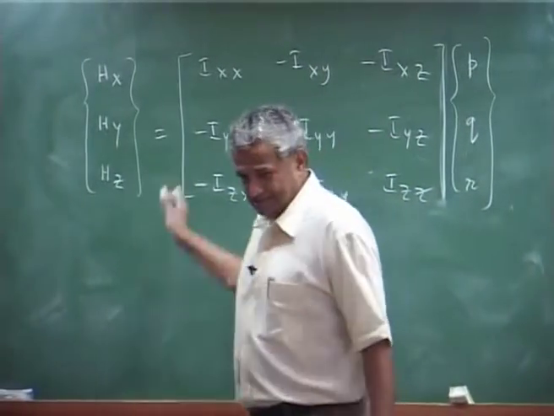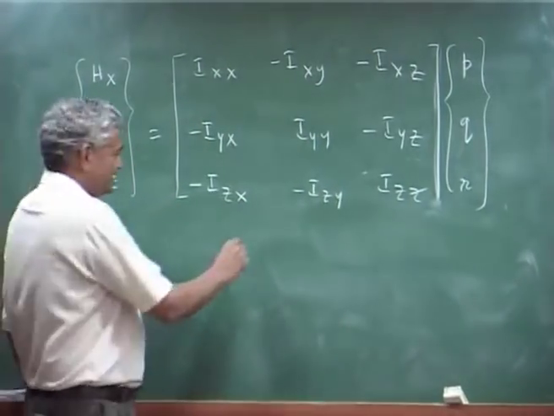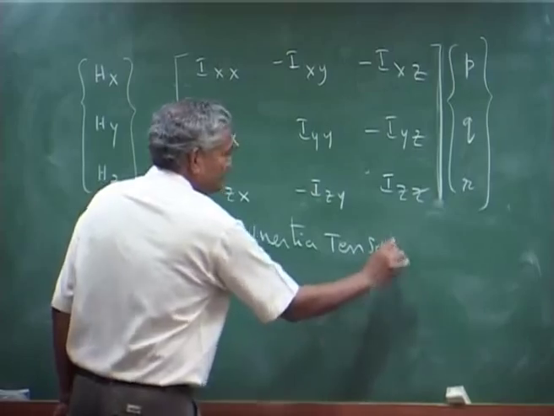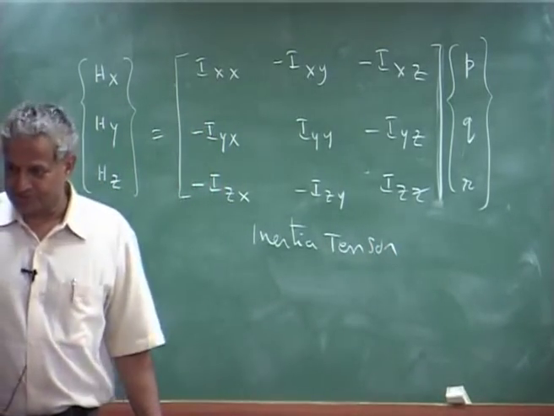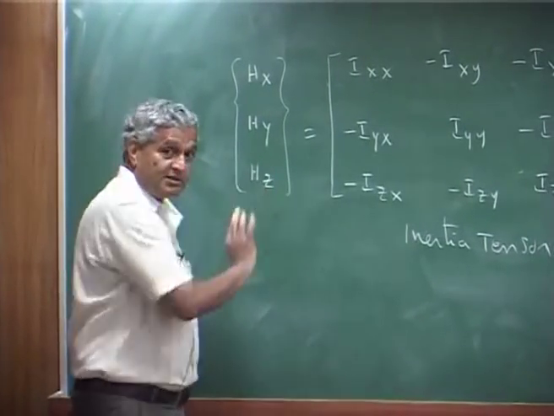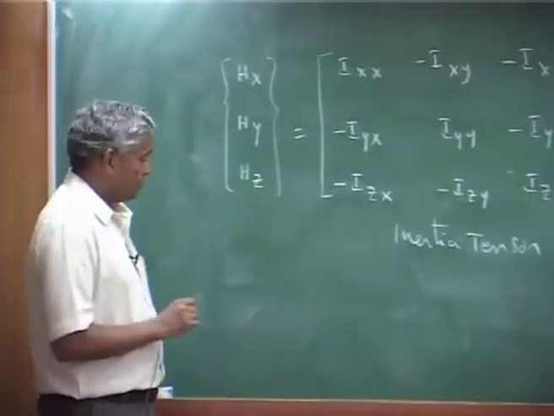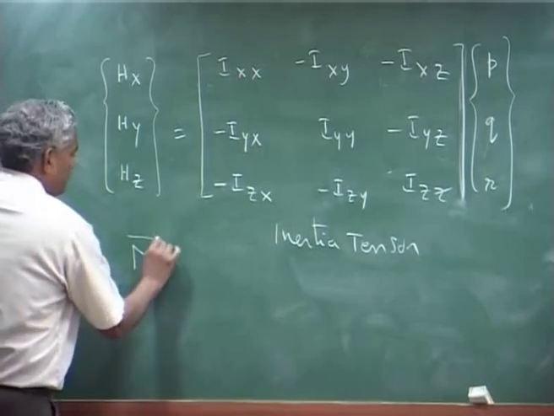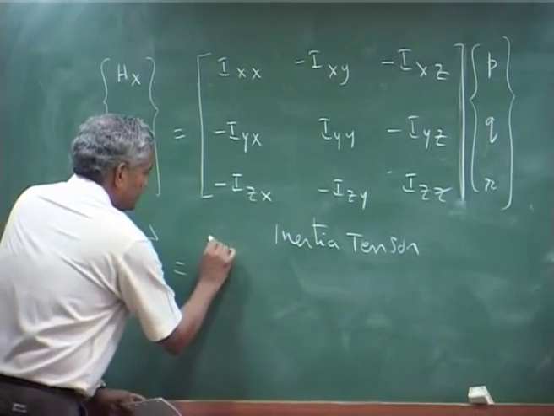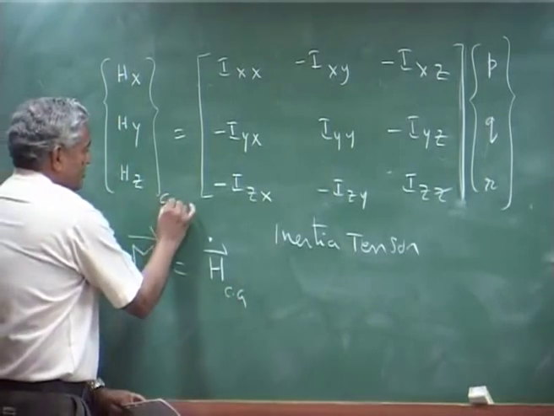So, this is the inertia tensor. I hope you know that this 3 by 3 matrix is known as the inertia tensor, because it follows the tensor transformation, that is all. Now, what I want is the moment. This is defined with respect to my axis system in the body, PQR. Now, I want the moment. Moment is essentially H dot, about the CG.